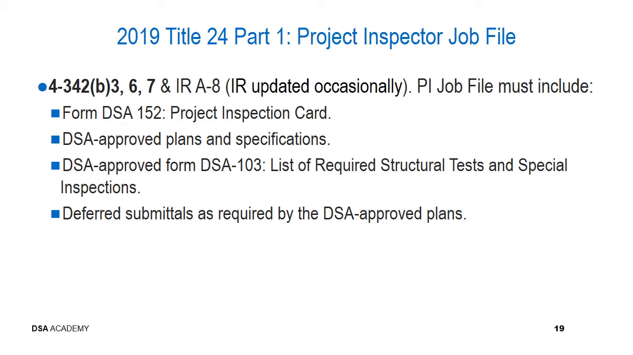The DSA approved Form DSA 103, that's the listing of required structural tests and special inspections. That's of most use, of course, to labs so that they understand what their scope of work will be for a given project. But it is also helpful for you as a project inspector as you're coordinating the tests and special inspections with which the lab will be involved in your project, and that you rely upon them for providing those services such that you can complete your verified report, your DSA 6 PI, as well as the 152. Deferred submittals are also to be included in the job file as required by the DSA approved construction documents.